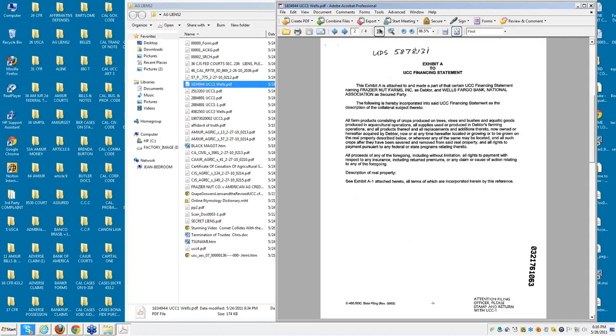This exhibit is attached to and made a part of the certain UCC financing statement naming Fraser Nut Farms, Inc. as debtor and Wells Fargo Bank National Association as secured party. The following is hereby incorporated into said UCC financing statement as the description of the collateral subject thereto. All farm products consisting of crops produced on trees, vines, and bushes.